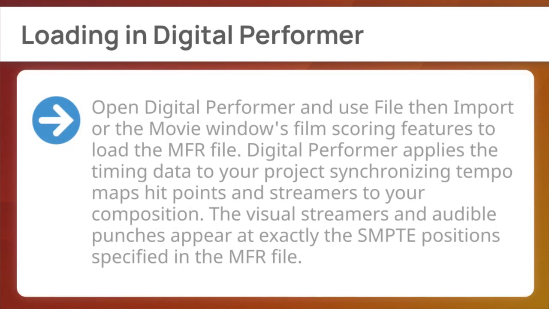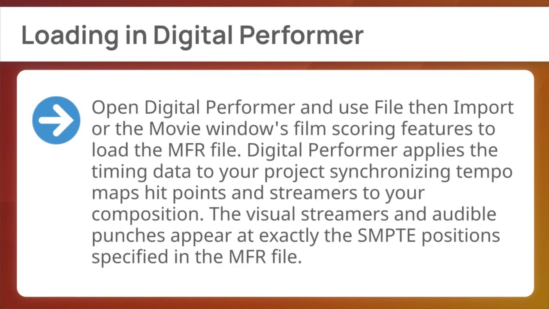First, loading in Digital Performer. Open Digital Performer and use File then Import, or the movie window's film scoring features to load the MFR file. Digital Performer applies the timing data to your project, synchronizing tempo maps, hit points, and streamers to your composition. The visual streamers and audible punches appear at exactly the SMPTE position specified in the MFR file.